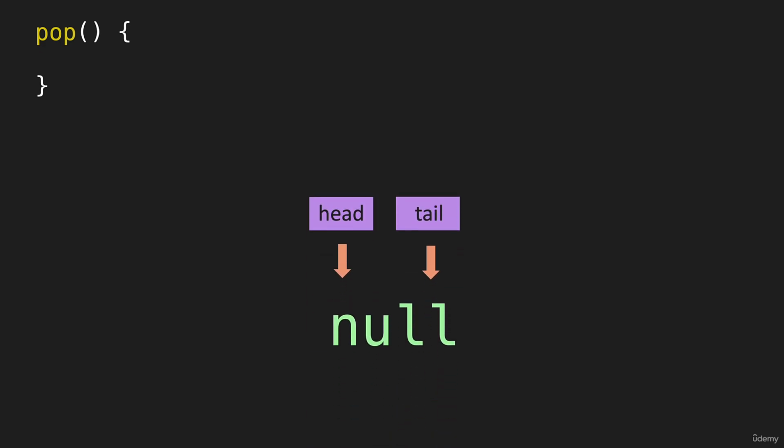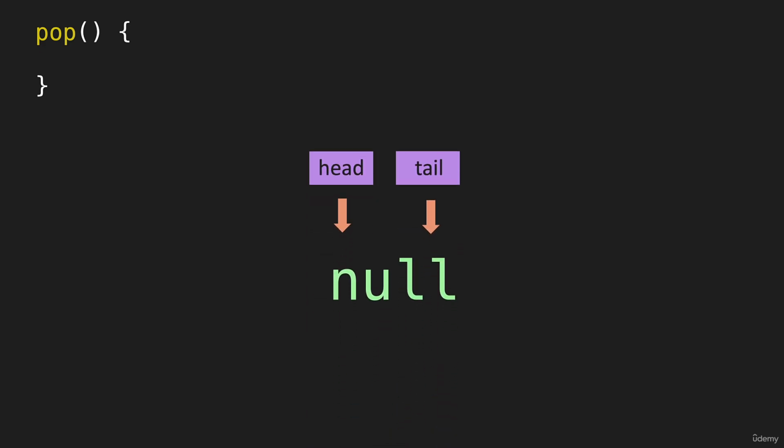So now we're going to code our pop method. So we'll start it out like this. And remember, we had three scenarios where we had 0 items, 1 item, or 2 or more items. So I'm going to start with the easiest one, which is an empty linked list.